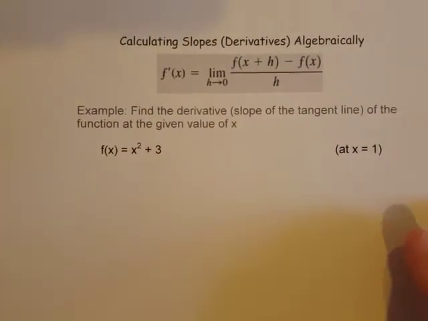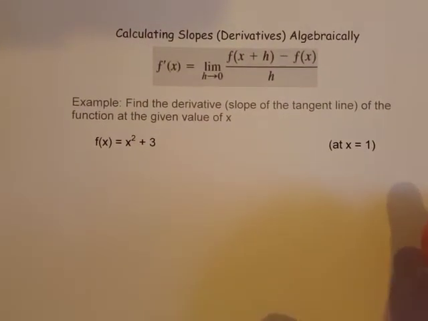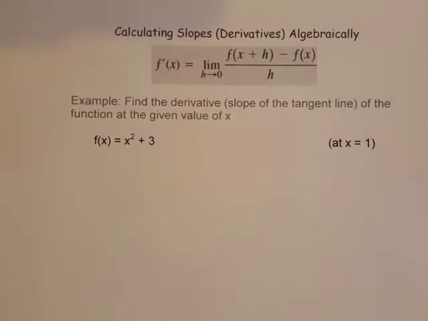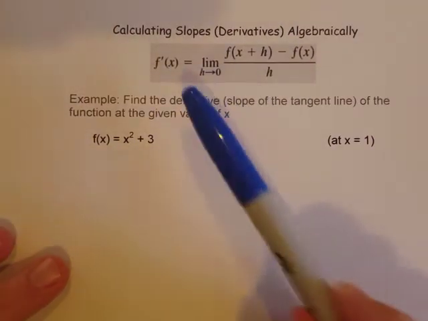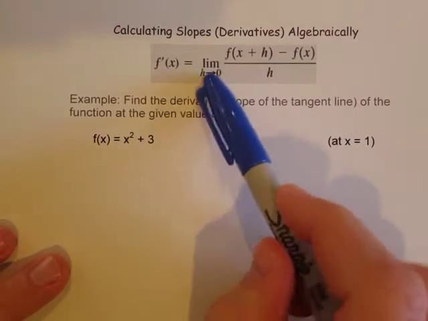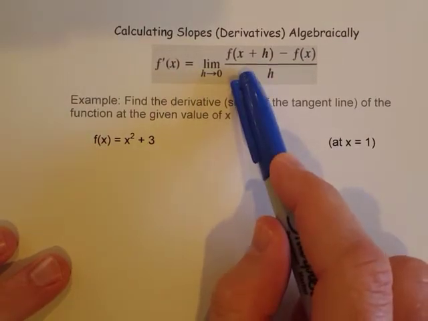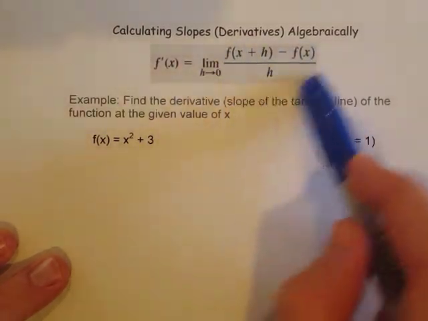Here is example 1 of 3 for calculating derivatives algebraically. We were before estimating slopes of lines on the graph and also using the calculator to draw them for us and have the calculator tell us the slopes. But now we're going to find them algebraically with our formula that we developed earlier, and that is the derivative is the limit of this difference quotient.